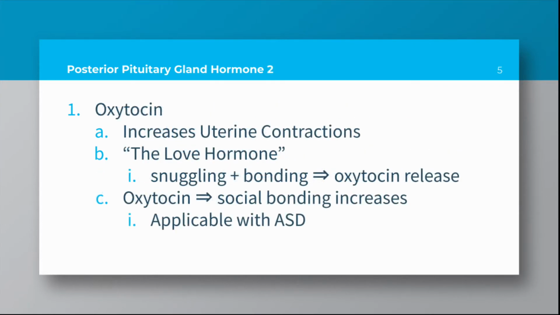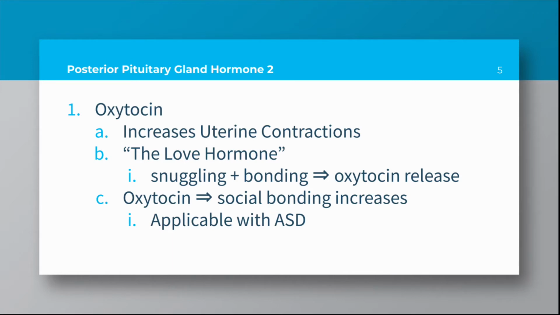And now we're going to move on to the second hormone produced by the posterior pituitary gland, which is oxytocin. One of the many roles of oxytocin is to increase uterine contractions during labor, but it also has many other functions in the body. Oxytocin is considered the love hormone because it is released when people snuggle or bond socially.